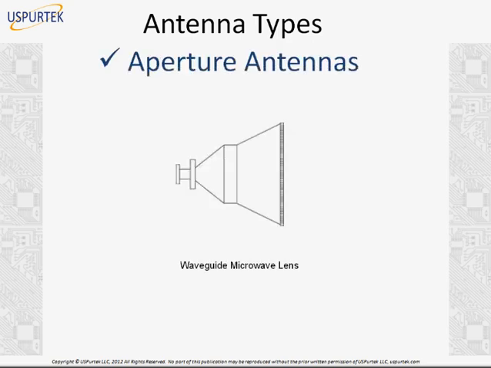Okay, moving on to the next slide. This is a waveguide microwave lens, where we use the concept of an optical lens, because EM waves work on the same principle as light waves. So here we use a lens made of a dielectric, like polyethylene or Teflon, and it helps to converge the beam or diverge the beam or make it a plane beam as we want.